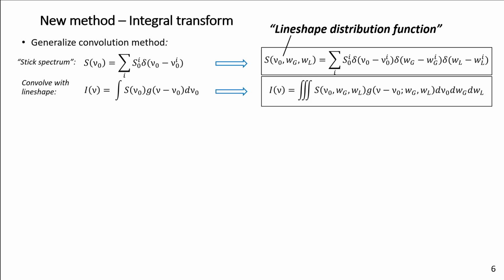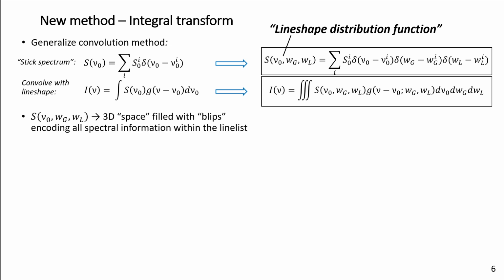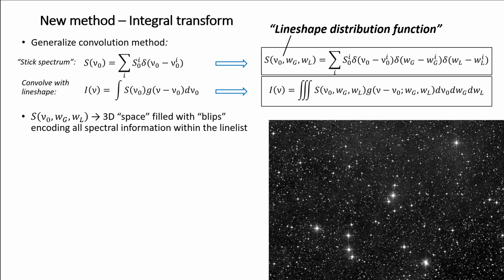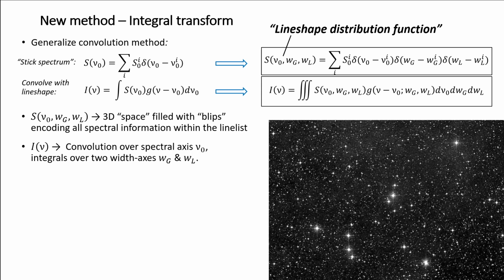The line shape distribution function can be thought of as a 3D space that is only non-zero at those coordinates where there is a spectral line with exactly that line position and line width. I find it useful to compare this with stars in the universe, which can be considered as points in a 3D space, each with their own intensity. To obtain the output spectrum, the line shape distribution function must now be convolved with the line shape and integrated over the two width axes.